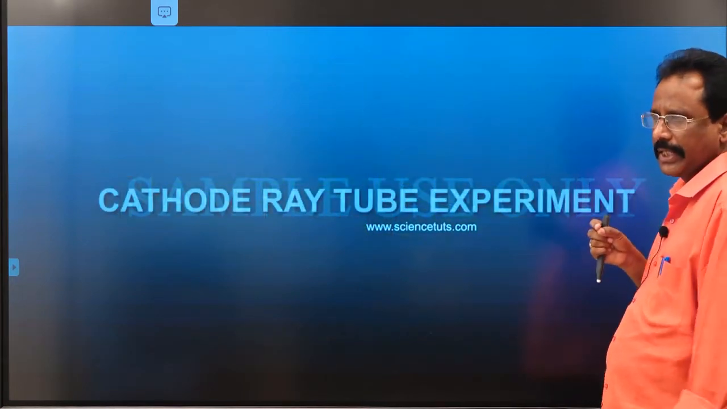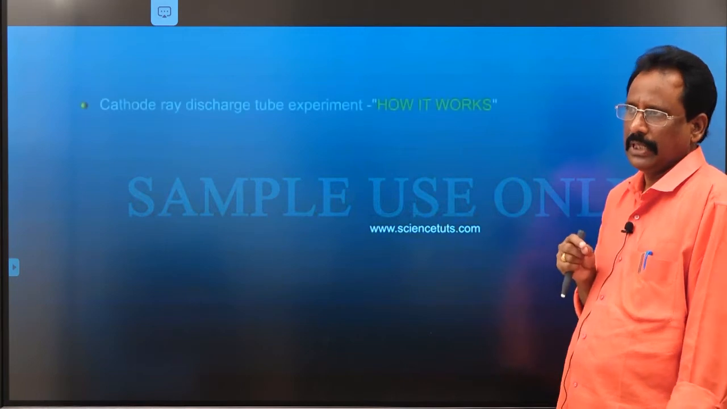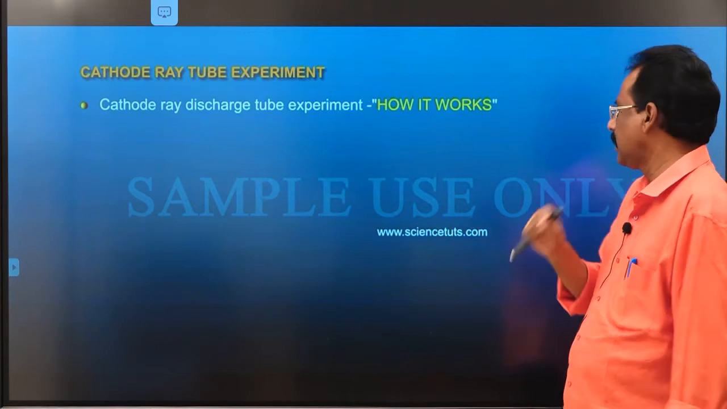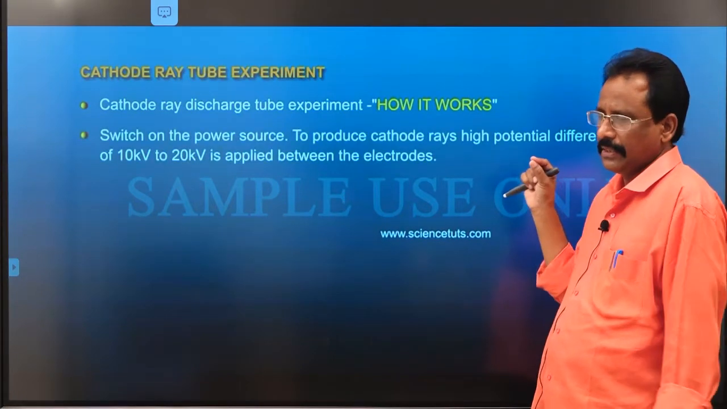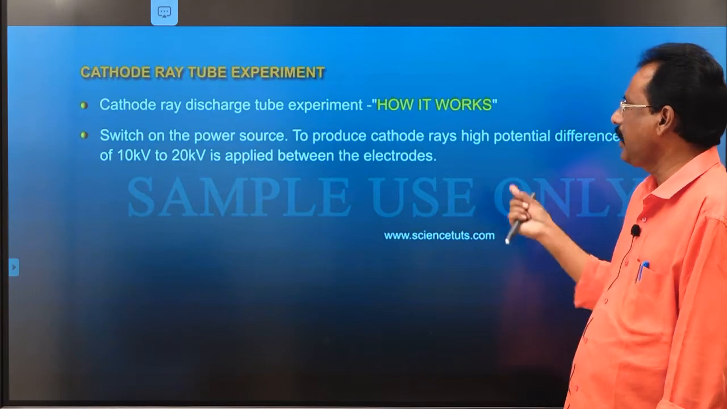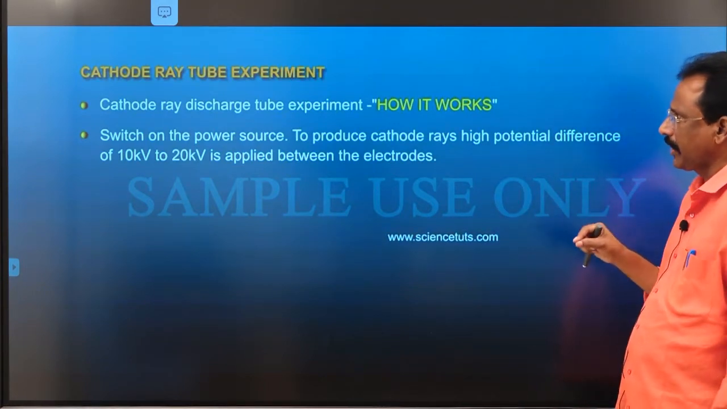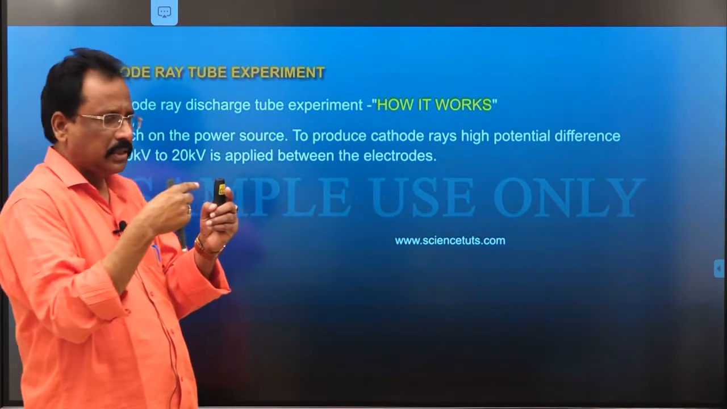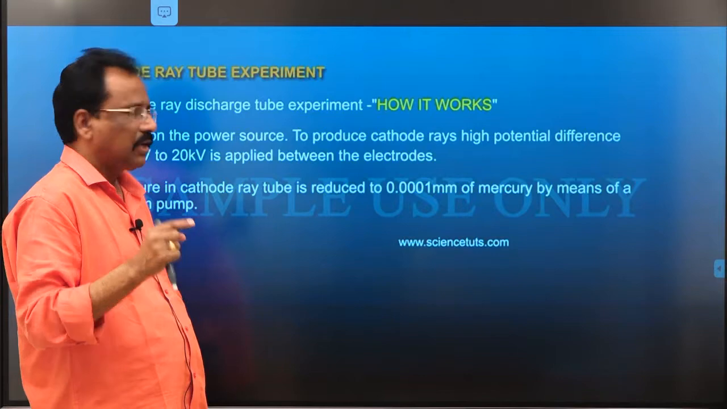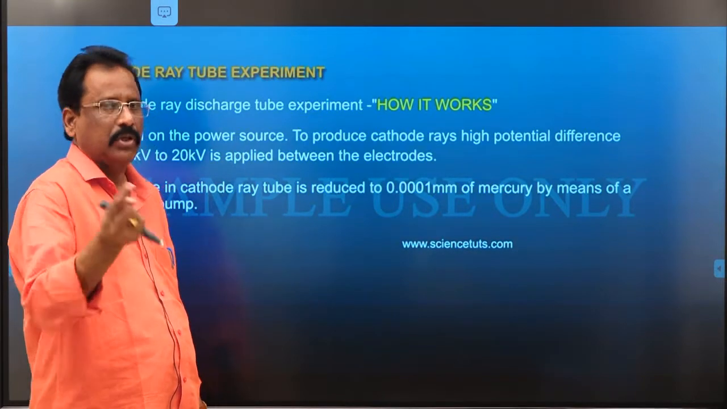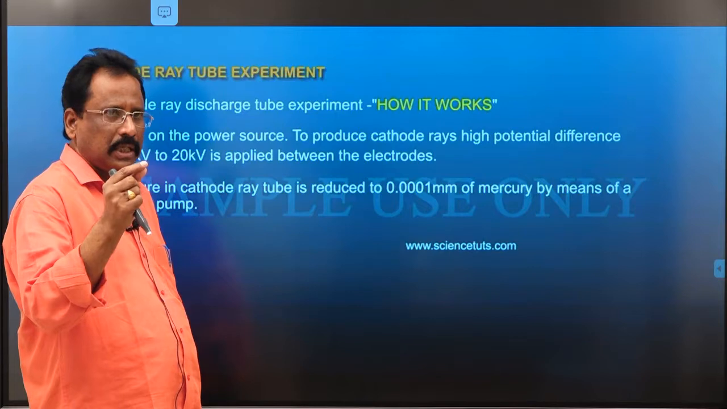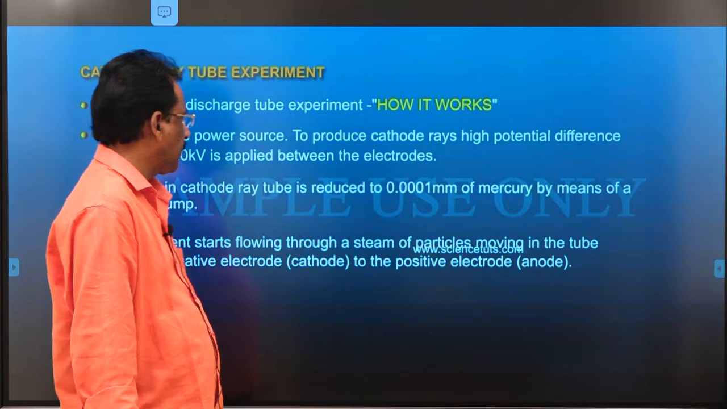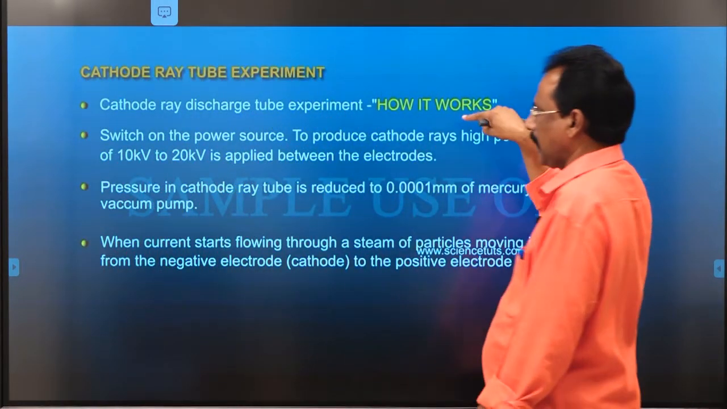So a very important point is cathode rays are invisible, but their propagation can be observed with the help of zinc sulfide screen. That's why in this discharge tube experiment, behind the anode, the discharge tube is coated with zinc sulfide screen. When the cathode ray strikes the zinc sulfide screen, immediately a flash of light was observed. So the cathode rays are invisible, but their propagation can be identified with the help of zinc sulfide screen. So this is about the experimental information.